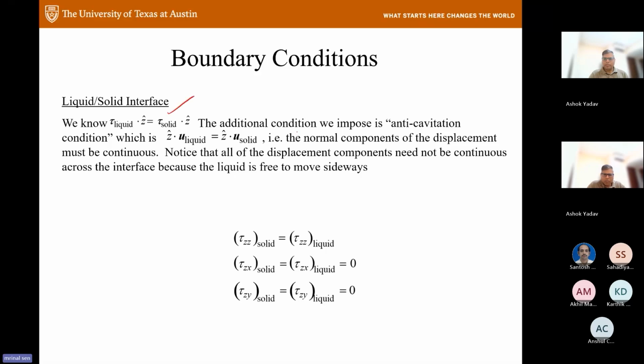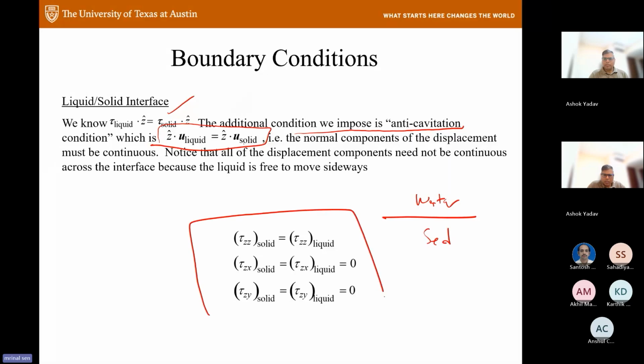Now, another condition we impose is anti-cavitation. That means the vertical component of velocity or displacement should be the same in both the solid and liquid case. This is the liquid layer, say for example, this is ocean water, and this is your sediments. So there, boundary conditions are modified. Okay.